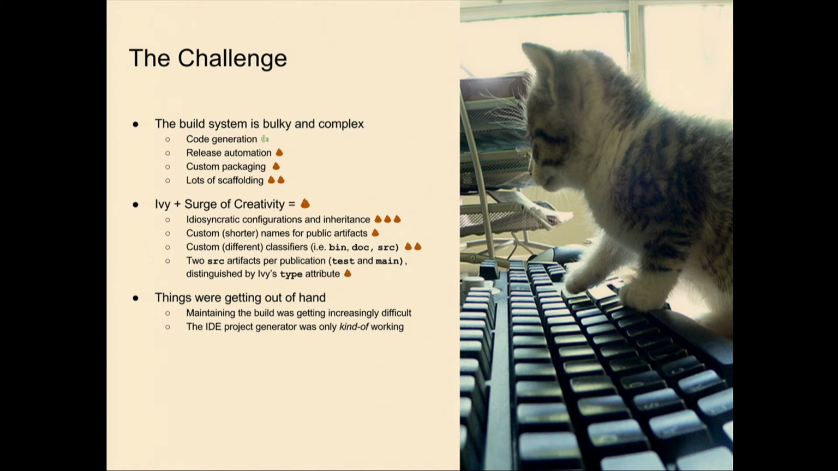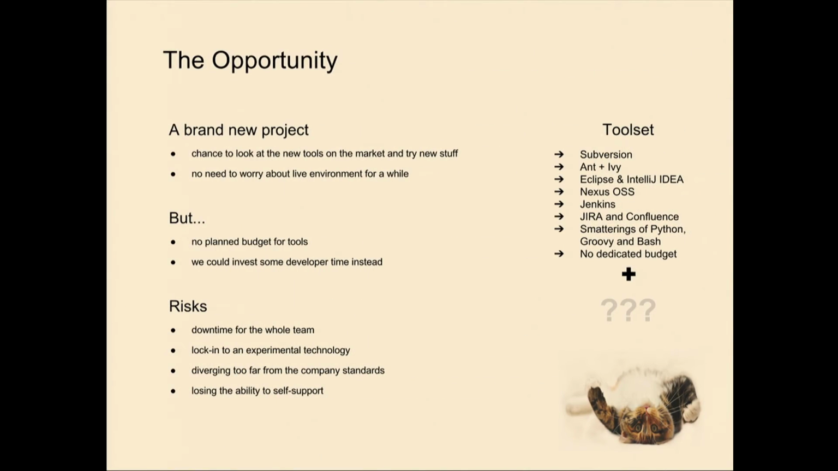So overall, things were getting out of hand. We wanted something better, and especially we wanted a new start. Even if we had started with Ivy and Maven, or Ivy and Ant, that probably would have been better, but we decided we wanted something different. So we had an opportunity, and that was a new project. New projects in big companies are a rare event. It happens once in a few years.